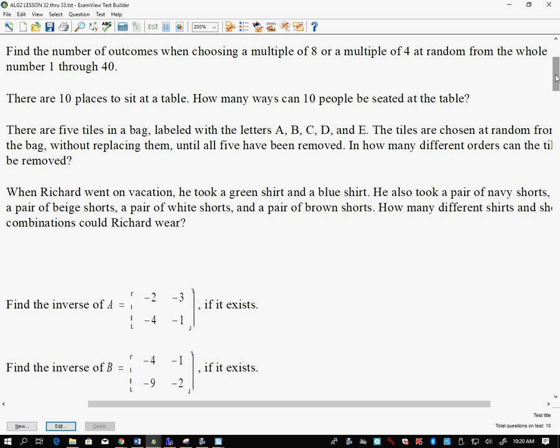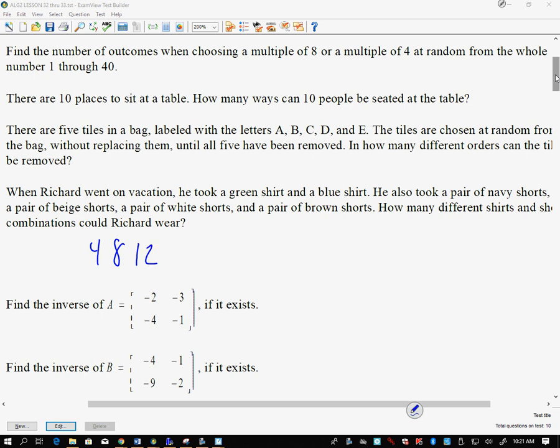So we want to find the number of outcomes when choosing a multiple of 8 or a multiple of 4 at random from the numbers 1 through 40. Okay, notice that it says or, right? So a multiple of 8 or a multiple of 4. So if we've got the numbers 1 through 40, and I'm not going to write them all out, the first multiple of 4 is 4, because 1 times 4 is 4. And then 8 is a multiple of 4.